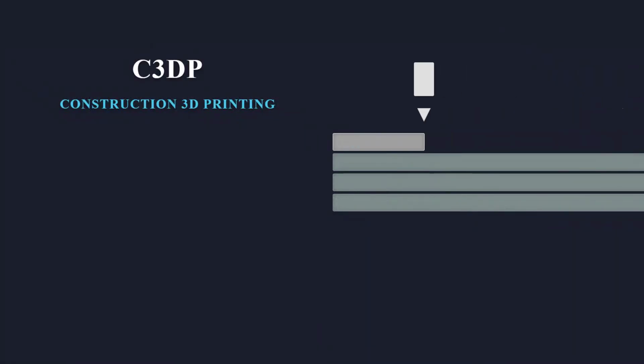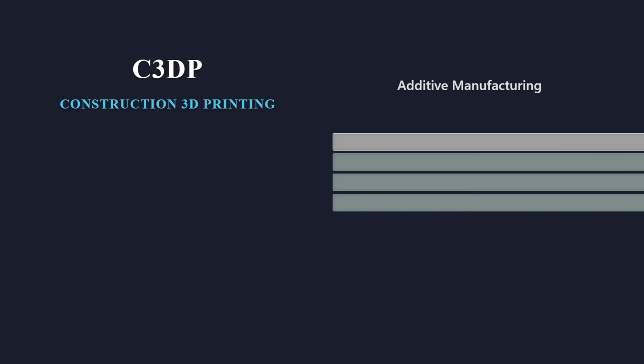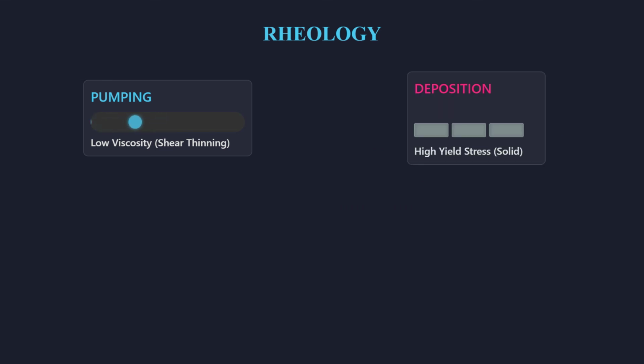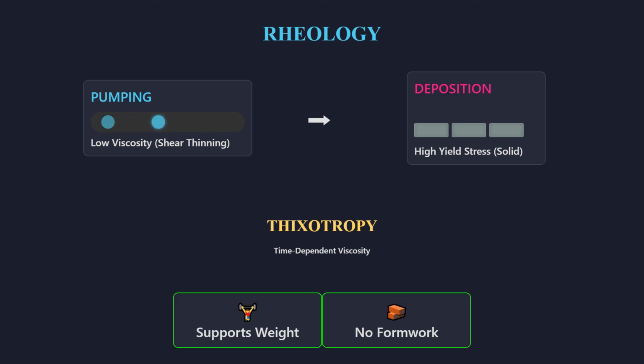Construction 3D printing, or C3DP, utilizes large-scale extrusion-based additive manufacturing to deposit cementitious material layer by layer. The fundamental physics demands material thixotropy. The mix must flow easily under shear stress during pumping, but immediately develop sufficient yield stress upon deposition. This rapid yield stress development is necessary to support the weight of subsequent layers without deformation or collapse.